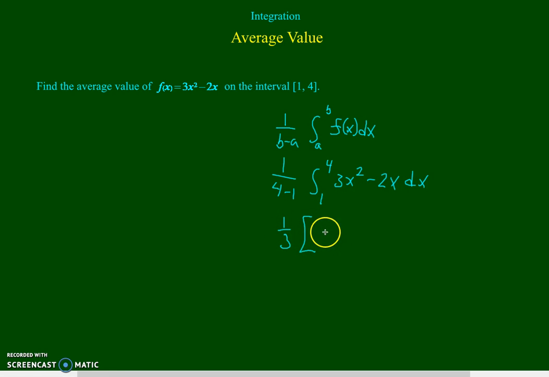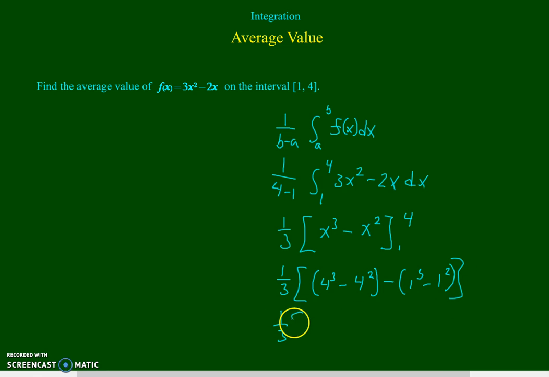That's 1/3 times, this is x to the third over 3. Those 3's cancel out, so that's simply x to the third, minus, this is x squared over 2, so the 2's are going to cancel out. So x squared evaluated from 1 to 4. So again, that's 1/3 times 4 to the third minus 4 squared minus 1 to the third minus 1 squared.